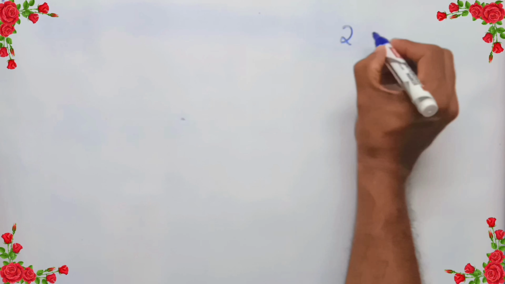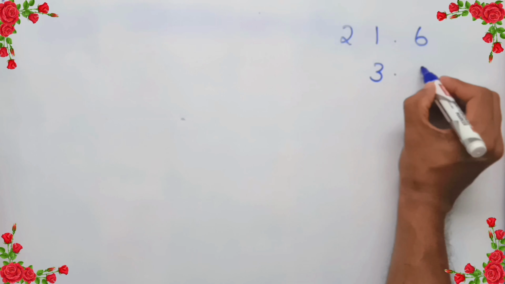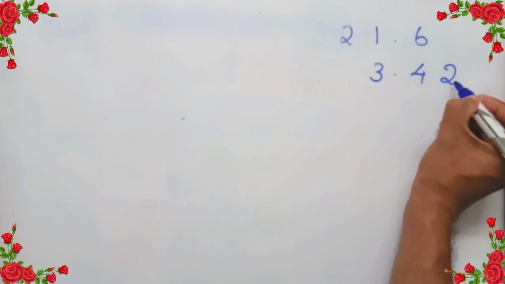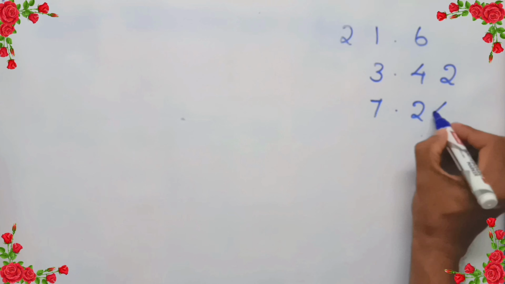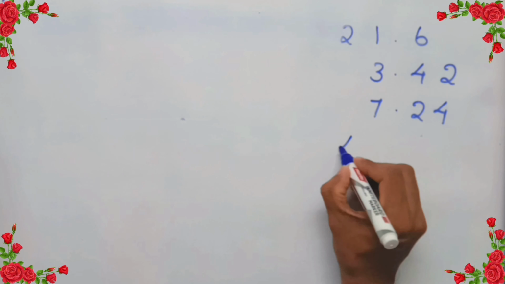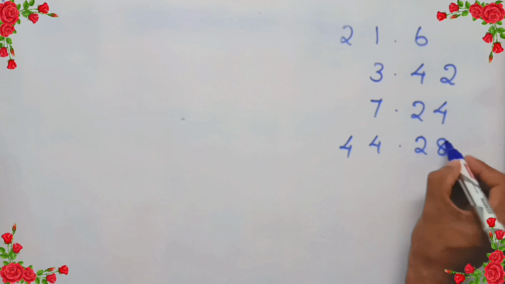Let's find the answer. Let's find the sum of the given decimal numbers. 21.6 plus 3.42 plus 7.24 plus 44.28 plus 108.88.